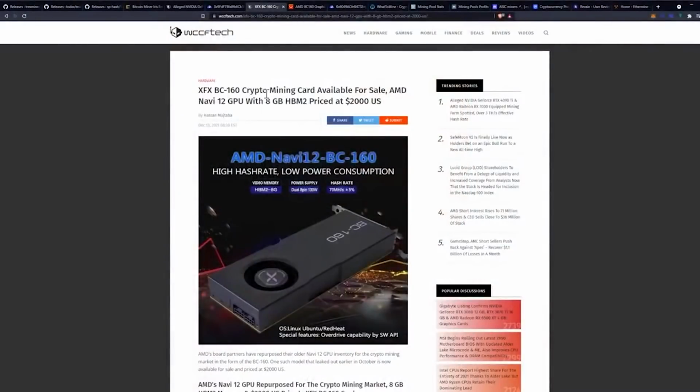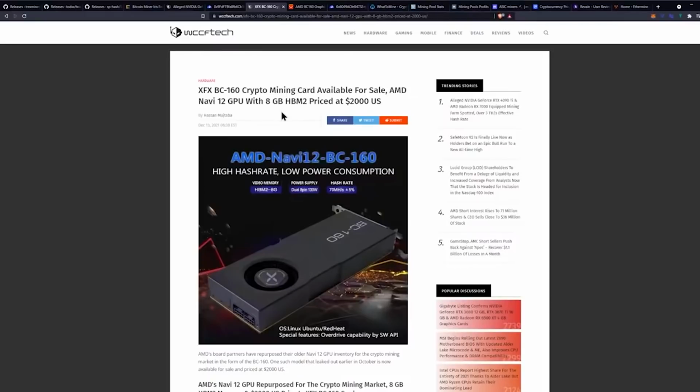Let's go ahead and talk about the new BC160 crypto mining card that you can purchase, and we do know about from AMD and XFX. Coming from WCCF Tech, this is hardware and this is no longer a rumor. So my joke doesn't apply anymore right now. But XFX BC160 crypto mining card available for sale.